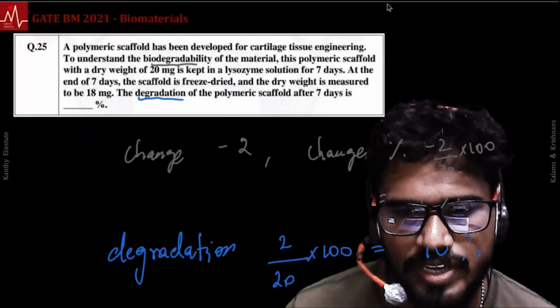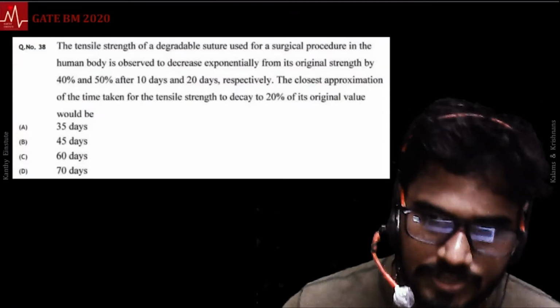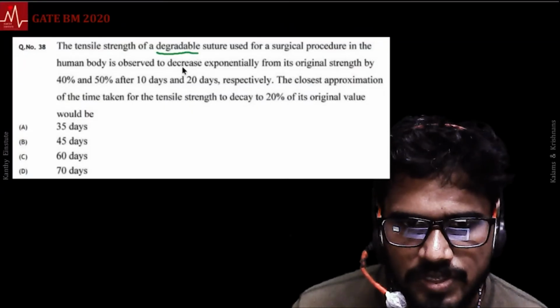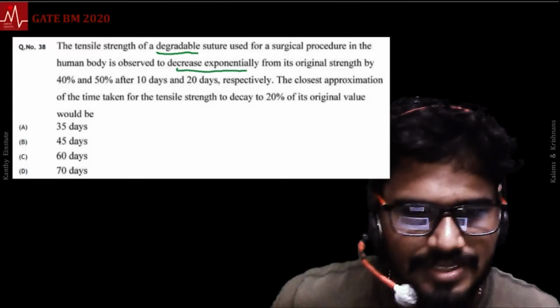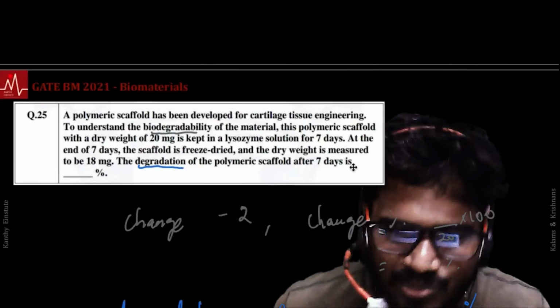The change is going to happen as an exponential decay, and then they ask you some question based on that. Notice this question is essentially that the tail strength of a degradable solution is exponential. In fact, this is the zeroth order system. Time doesn't matter, only the change matters. Quantify the change.